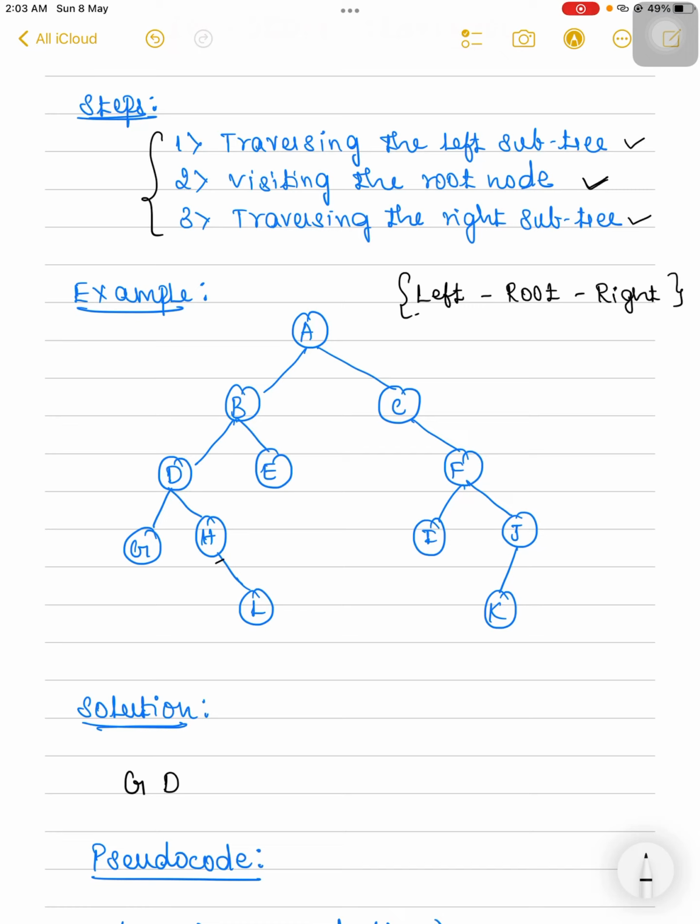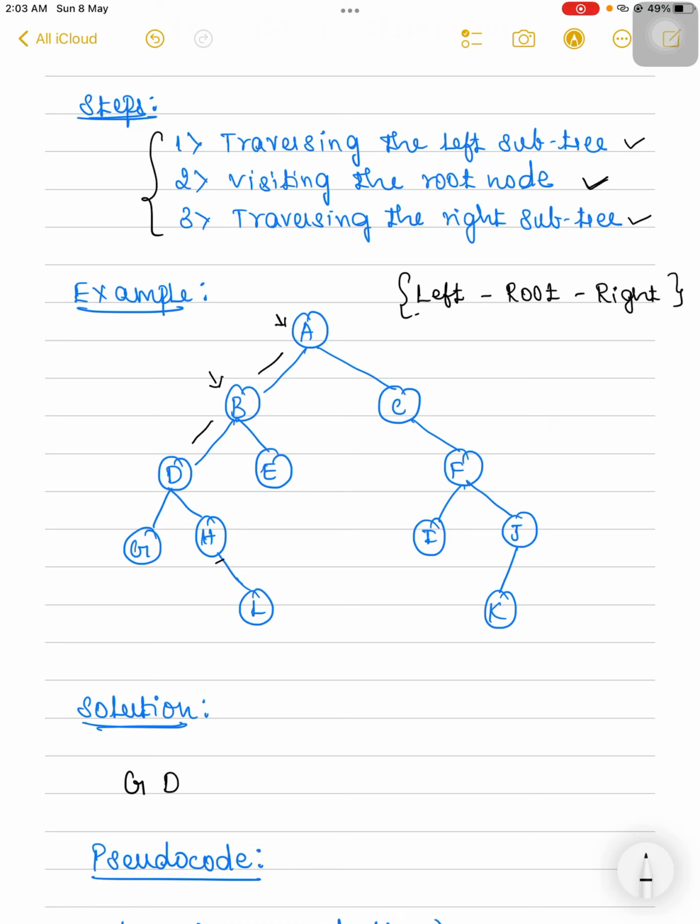algorithm. The very first node in the tree is the node A, but node A is acting as the root node. According to the step in in-order traversal, the very first step is it is supposed to visit the left subtree, the left node first. So the left node of the node A is B. When we check the node B, again the node B is acting as a root node for the node D and E, so the node B can't be visited.